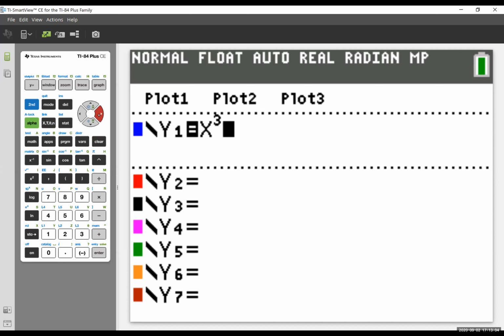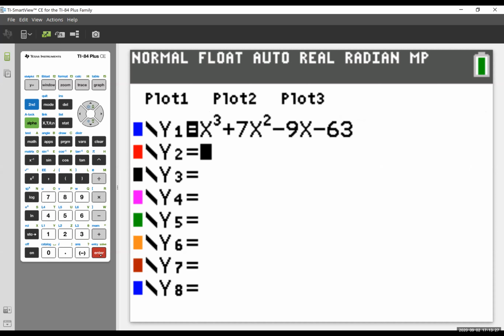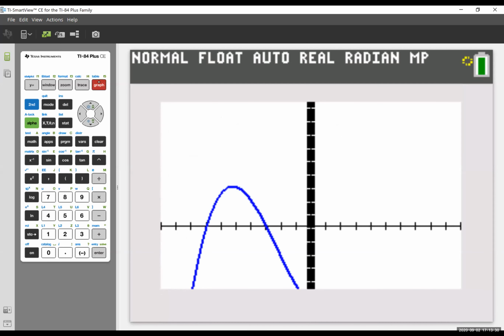x cubed plus 7x squared minus 9x. Oops, be careful. Minus 9x and minus 63. So we'll be finding our zeros, roots, or x-intercepts. I'll try out my previous window, see what happens.